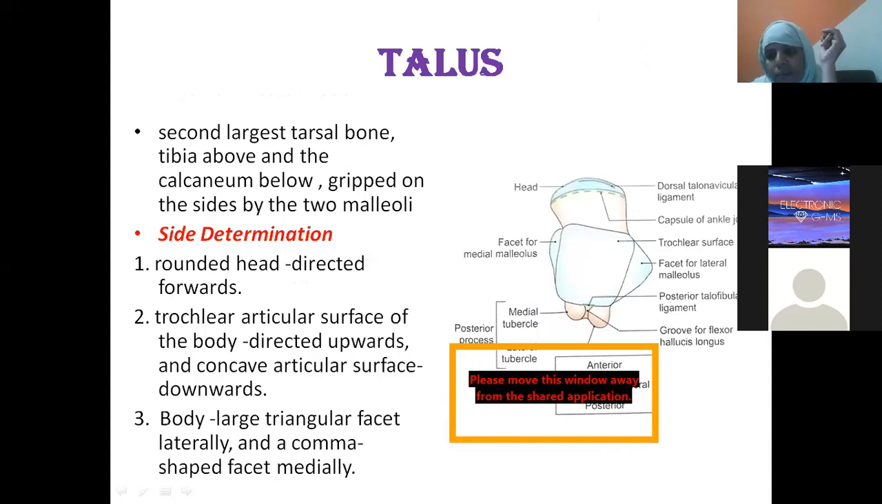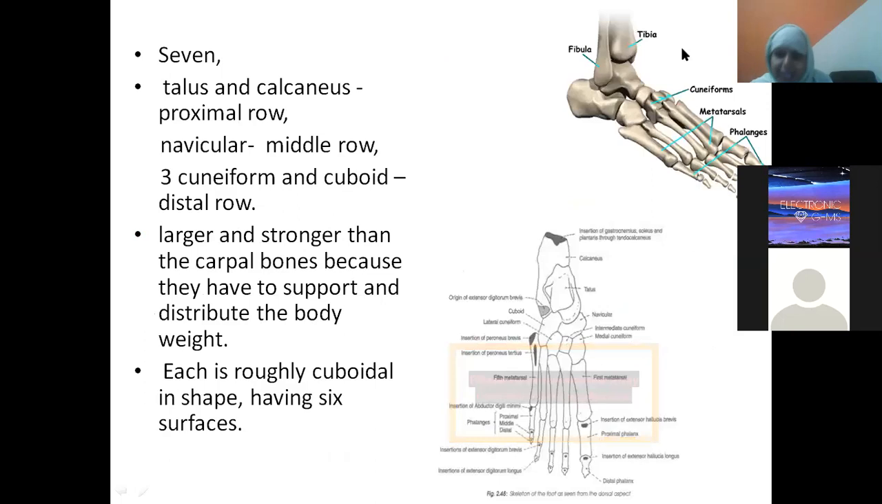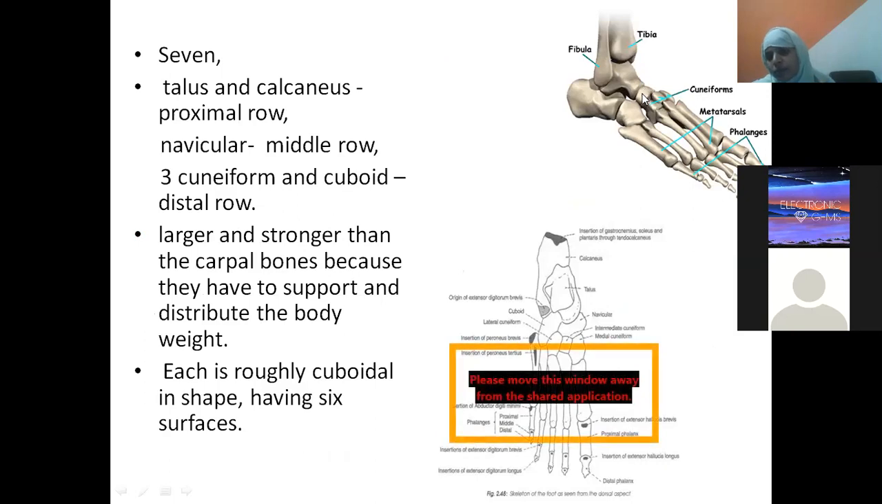Ma'am, can you repeat once? See here, first of all, try to understand. This is the superior view, from above. This is the anterior end, which is the head. I'll take the help of this bone only. Head is articulating with which bone? Boat shaped. Navicular.